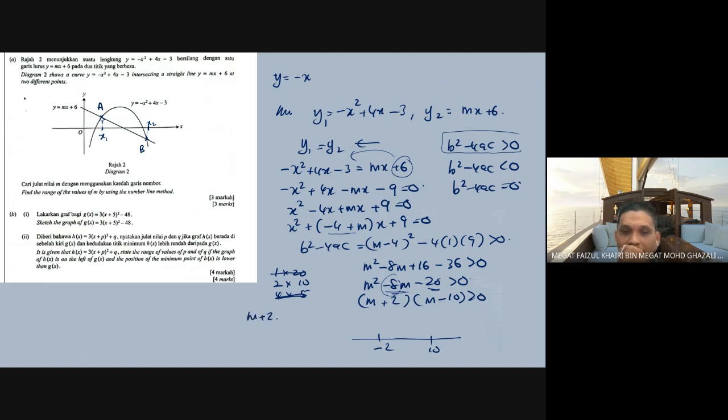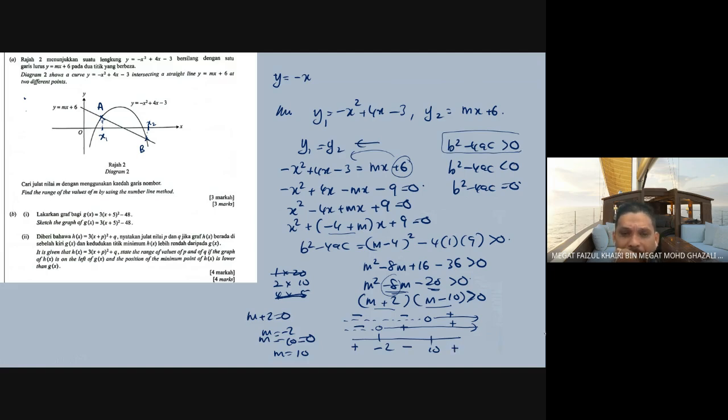So n plus 2 equals 0, then n is negative 2, and n minus 10 equals 0, then n equals 10. So we got negative 2 and 10 here. Assume that these two linear factors are greater than 0, just assume first. Then we got negative, negative, negative, positive, positive, and positive. So negative times negative is positive, negative, positive.